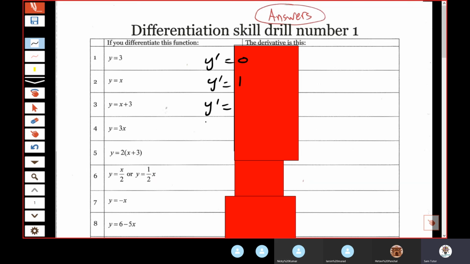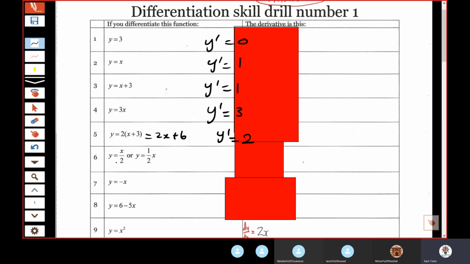Y dash equals, Larson, for x plus 3. Just x just becomes 1, plus 3 is gone. Yeah. Y dash, Natalia, 3x. Just 3. Just 3, too easy. This one here, you first expand, so 2x plus 6, and then y dash equals, well, just becomes 2.